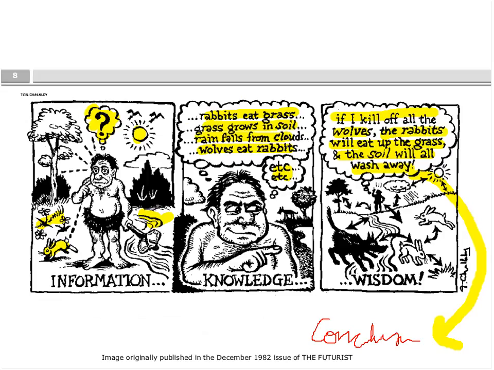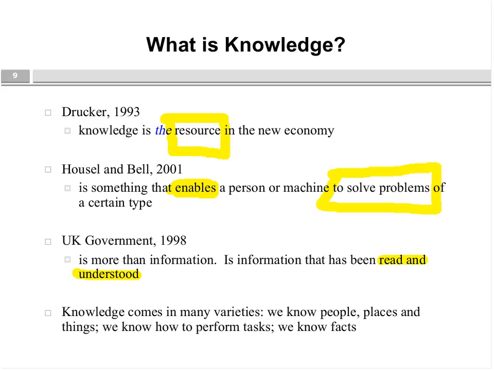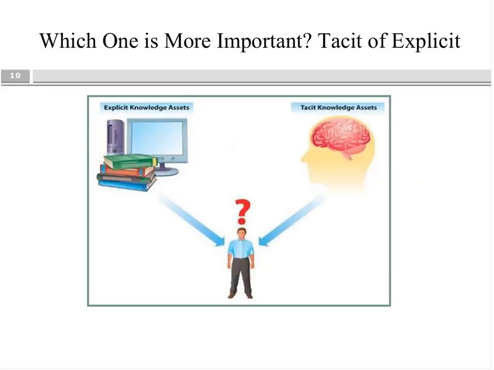Rabbit eats grass. We know rabbits exist. We know the sun exists. We know the wolves exist. We know the grass exists. But when you know that rabbit eats grass, then you have understood the information. Knowledge comes in many varieties. We know people, places, and things. We know how to perform tasks. We know facts. So the way that we know how to perform tasks is our knowledge. Which one is more important? We have explicit knowledge assets and we have tacit knowledge assets. Which one is more important?